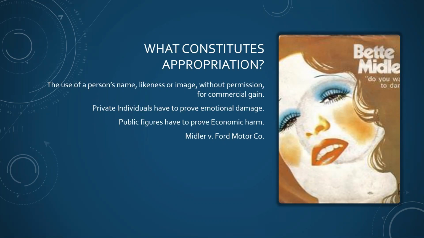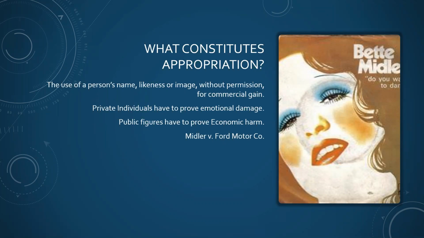So next we have what constitutes appropriation. So the use of a person's name, likeness, or image without their permission for commercial gain. So if somebody is using you for commercial gain, you can sue for appropriation. For private individuals, you just have to prove emotional damage. You just have to prove that using your likeness hurt your feelings. But for public figures, you have to prove that there was an economic harm. So you have to prove that these people using your likeness caused you to lose money.